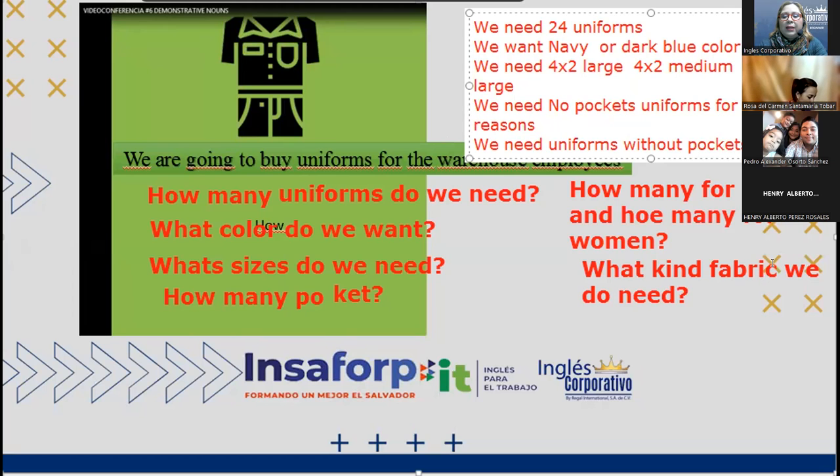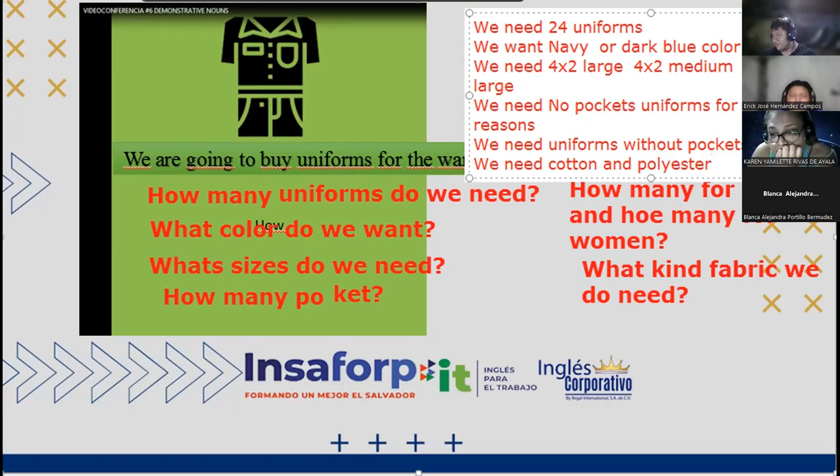Aquí sería do antes de we y después need. We need, ¿qué dijimos? Cotton and polyester, ¿verdad? We need cotton and polyester. There you go. Nice. Is it okay? ¿Estamos todos de acuerdo? Everybody agrees? Yes, teacher. Aunque sea solo con Rosa, estamos de acuerdo, ¿verdad?